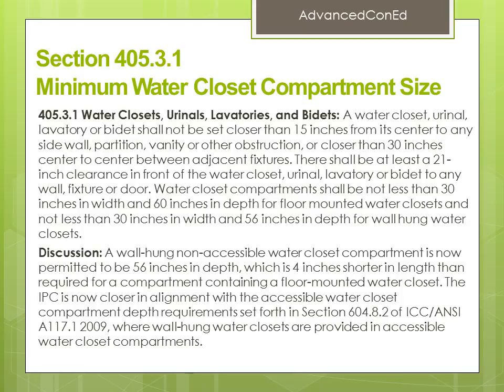Discussion. A wall-hung, non-accessible water closet compartment is now permitted to be 56 inches in depth, which is 4 inches shorter in length than required for a compartment containing a floor-mounted water closet. The IPC is now closer in agreement with the accessible water closet compartment depth requirement set forth in section 604.8.2 of ICC/ANSI A117.1 2009, where wall-hung water closets are provided in accessible water closet compartments.